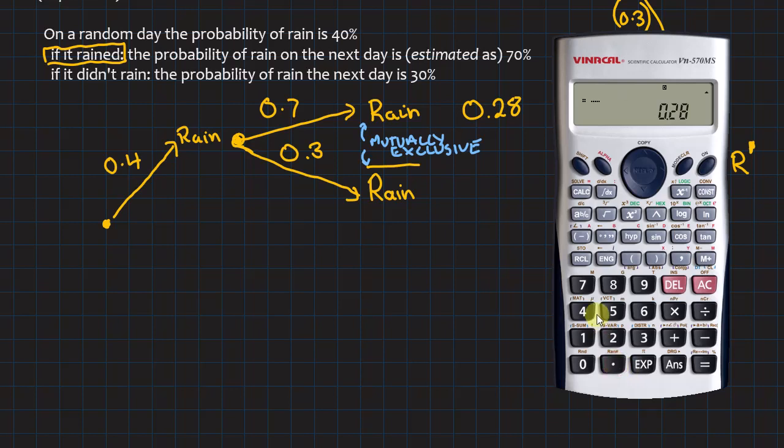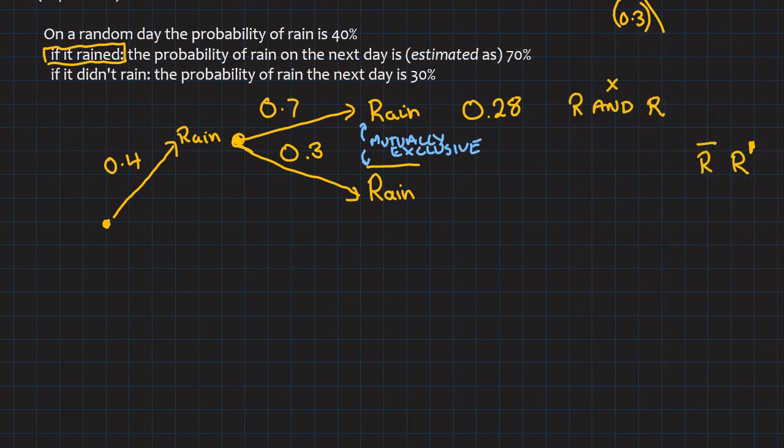0.4 and 0.3 is 0.12, and there's a way I could have actually checked it. These two mutually exclusive events here, we said this probability must be 1. So when I add these two together, they should equal that 0.4.